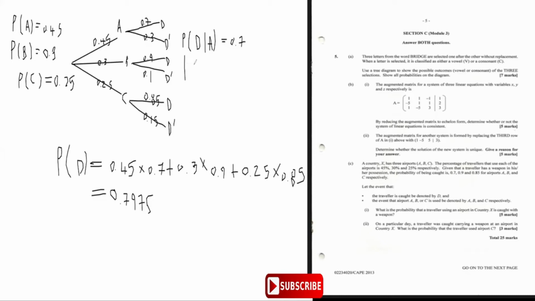Then the probability of you getting caught, given that you went to airport B, was 0.9. The tree diagram is very good, but also if you know the formulas, it's very good. It's very good either way. And then the probability of you getting caught, given that you went to airport C, is equal to 0.85. All right. And so the OR method, this is the OR method. The OR method would be to do this.